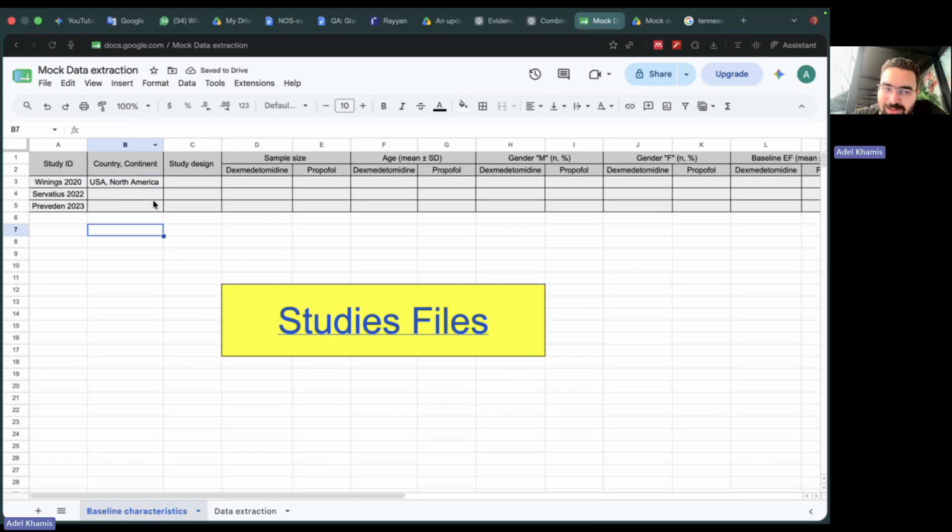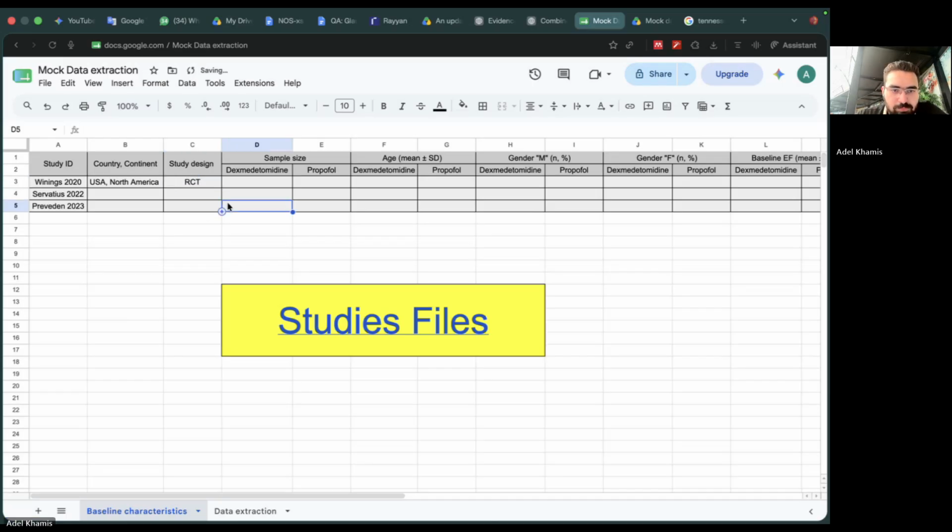Why is this relevant? Because if I have too many articles, I can use them to make group analysis, subgroup analysis for the studies conducted in North America, for the studies conducted in Asia, and so on, to see if there is any difference between them. And this is an RCT.